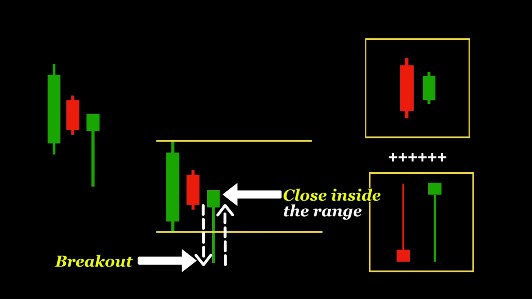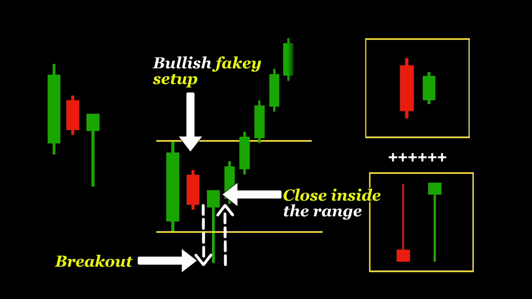And when this false breakout happens with a Tonkachi shape, it forms what we call a bullish fakey setup. This pattern tells us that sellers were trapped. They thought the market would continue downward, but instead, the market rejected the breakout and moved back inside the range. This trap often signals that buyers are about to take control of the market, leading to a potential bullish reversal.